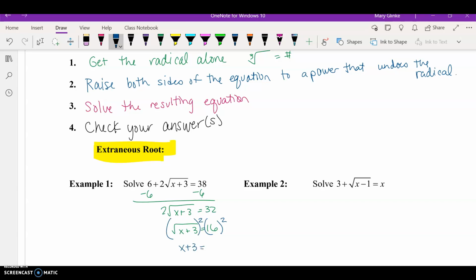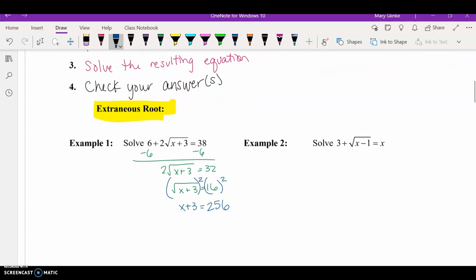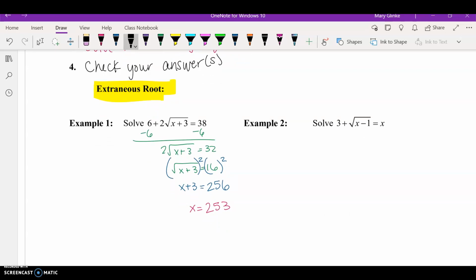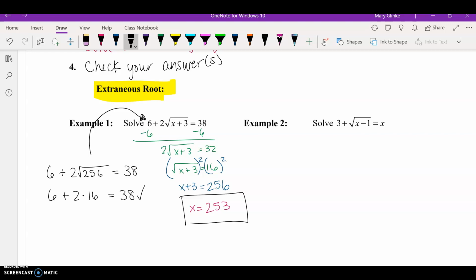On the left-hand side, we're left with x plus 3. On the right-hand side, we're left with 256. Step 3 is to solve the resulting equation. So you get x equals 253. But before you circle that answer, you have to do step 4 and check your answer. So always go back to the original untouched problem. So we're going to do 6 plus 2 times the square root of 256. 6 plus 2 times 16 is supposed to equal 38. And 6 plus 32 does equal 38, which means x equals 253 is a solution. It is not extraneous.